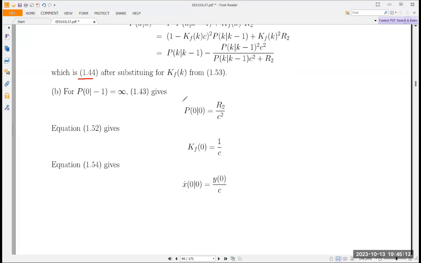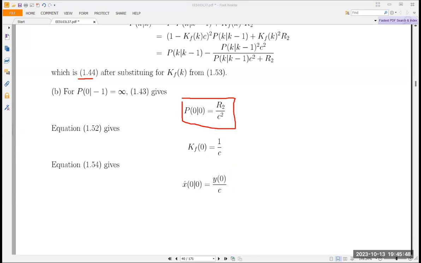So this is P00. Equation 52 give you this. So you go and look at 52, right? This is infinity, so you forget about R2. So C and C cancel, P and P cancel. So this is what you get, 1 over C. 54 give Y naught over C. 54 is this one, is X00.